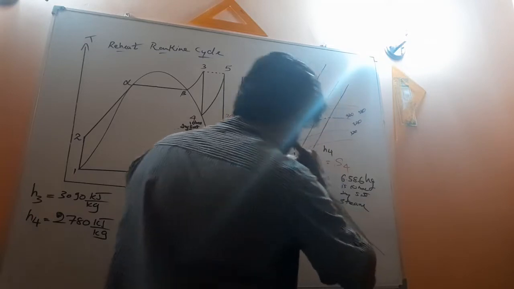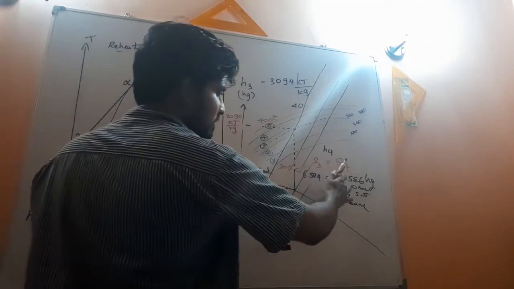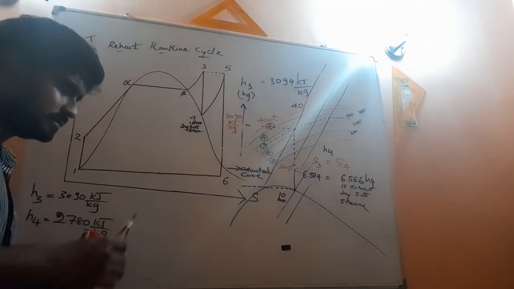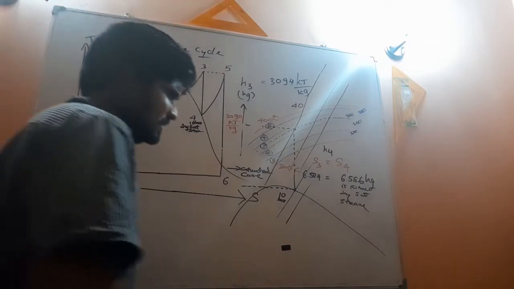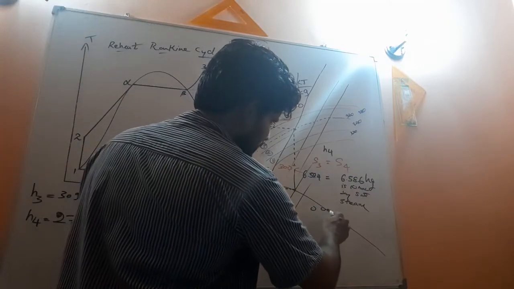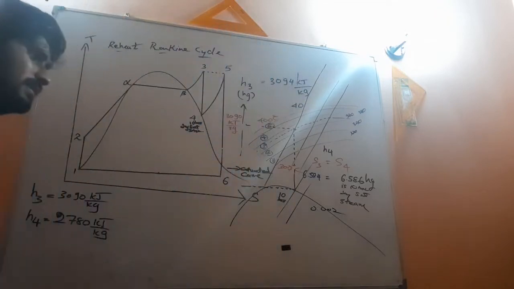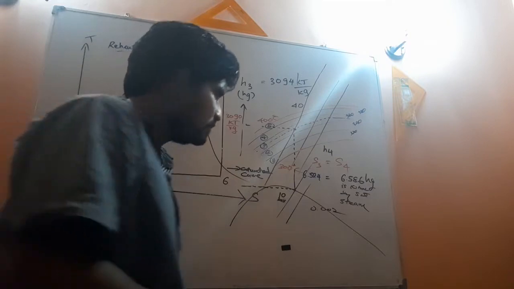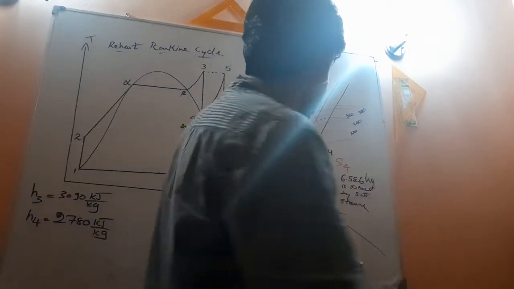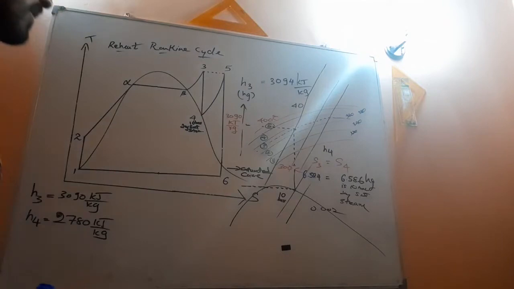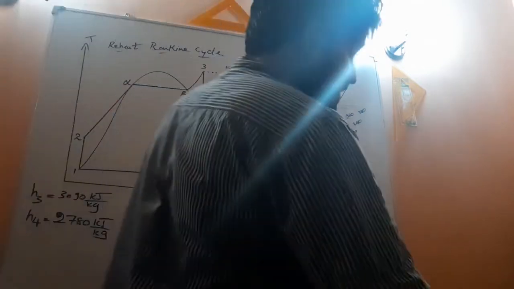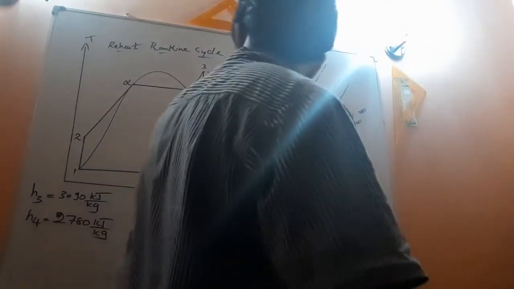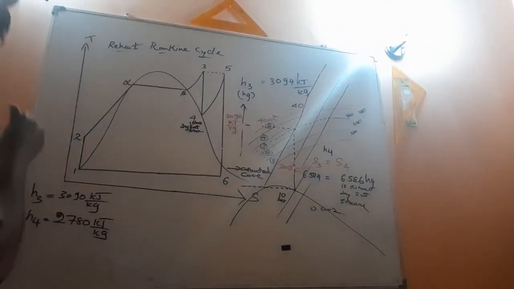So 6.584 and 6.586 you can consider as nearly the same, because the difference is 0.002. That is the difficulty that will come when you use steam tables. If you use the HS chart, then it will be very, very easy. So now H4 is also clear.